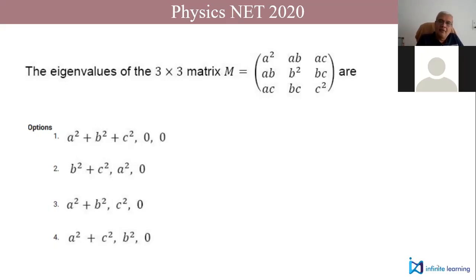And the matrix is basically equal to its own transpose, meaning M transpose is equal to M. So by this property, we can choose option A. Very good. So actually, if you take the sum of the eigenvalues as a square plus b square plus c square, then all four would satisfy that requirement.